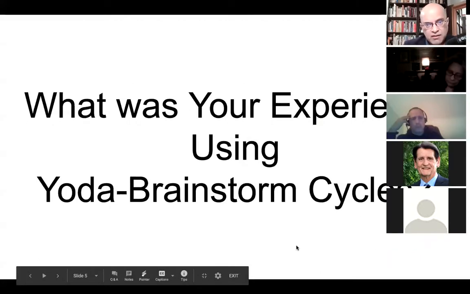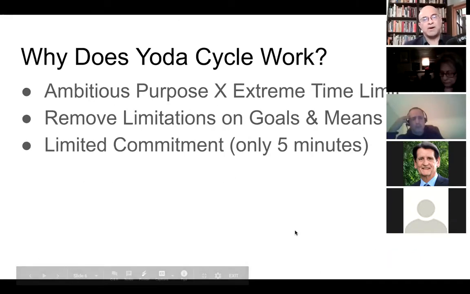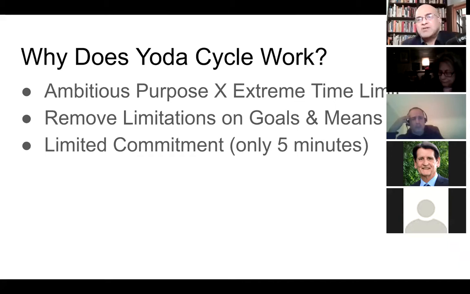Okay, so now next we're going to talk about why does this work? There are 2 steps here. First one is that you're setting up a timer, you're choosing an ambitious purpose, and you're putting an extreme time limit. Like for example, Eileen pointed out, this is a problem that she's not worked on for 2 years.